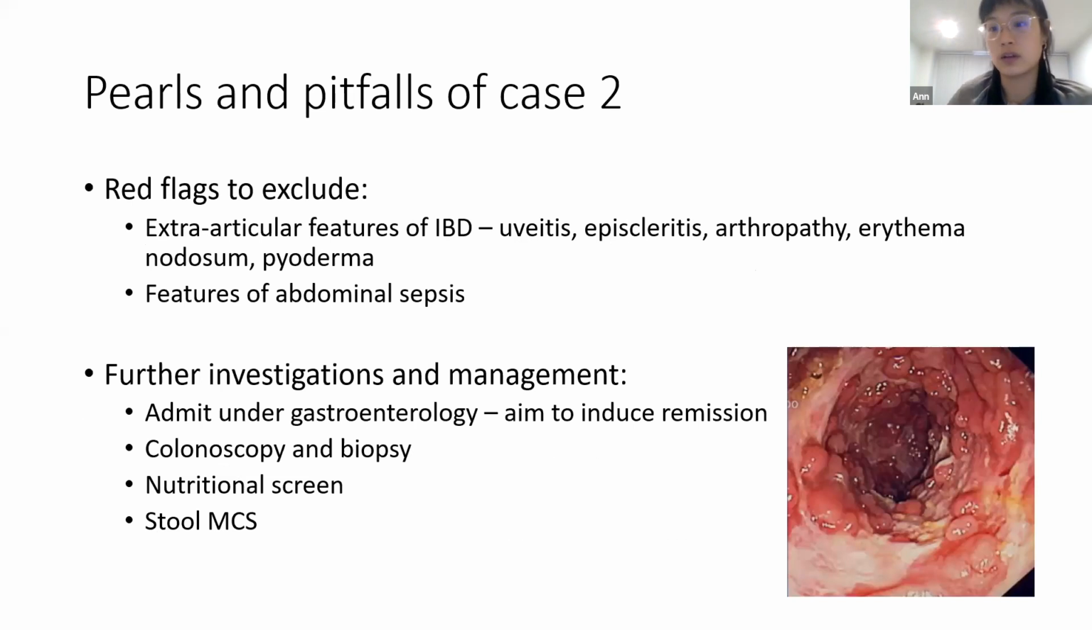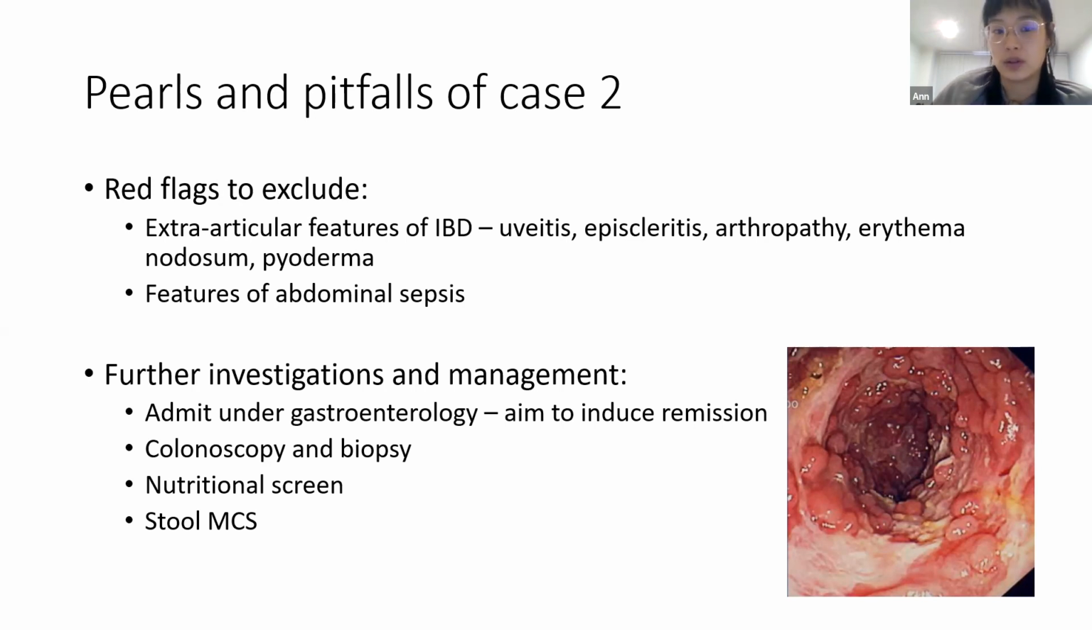So features that you'd want to look for are extra-articular features of IBD, so checking her eyes for any redness or pain suggestive of uveitis, episcleritis, checking the skin, particularly on the extensor surfaces of her arms for erythema nodosum, and in rare cases you can get pyoderma.